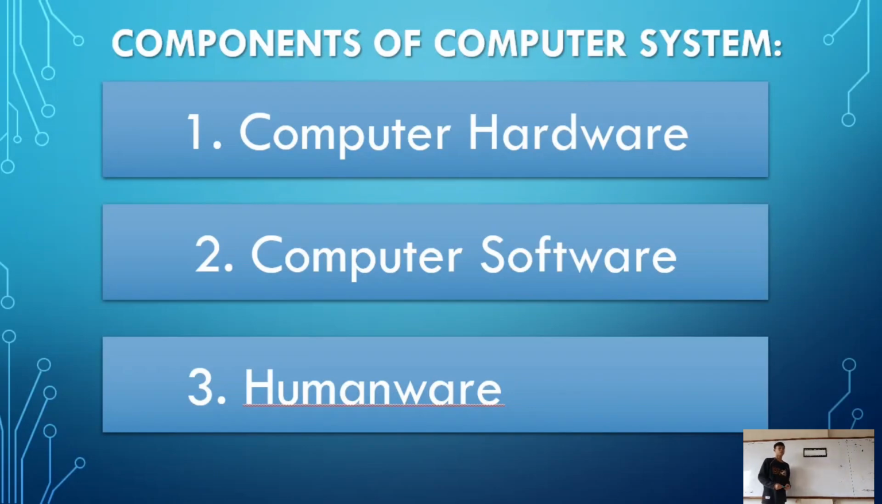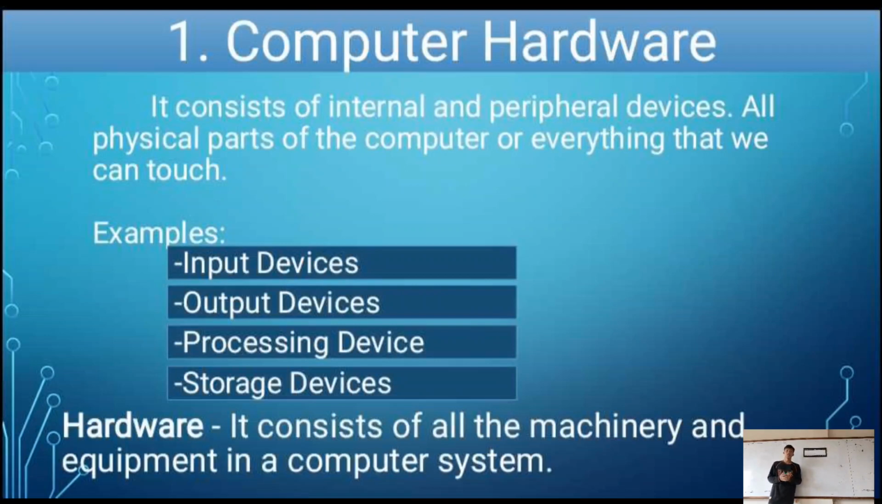Components of computer system: computer hardware, computer software, and humanware. Computer hardware consists of internal and peripheral devices or physical parts of the computer, everything that we can touch. An example of touching is cell phones. Before you can make the computer work, you need to hold it and know how to operate it. That is called computer hardware.